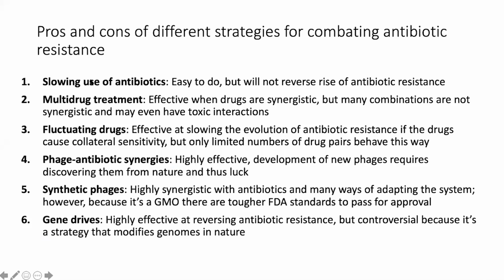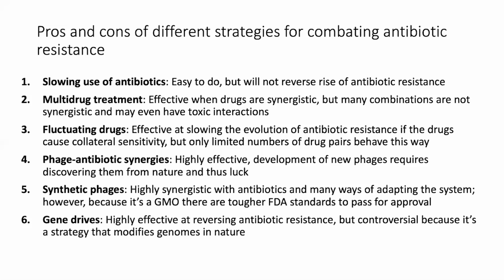So strategy number 1, we already went over: slowing the use of antibiotics, hoping that it will slow down the spread of antibiotic resistance genes. This strategy is very easy to do. We just have to be prudent with the use of our antibiotics. We have the technology for that. We just stop using them as much. But one of the problems is that it won't reverse the rise of antibiotic resistance. It'll just slow it down. So that's important. That's our front line. But we have to do other things as well to maintain the therapeutic properties of our antibiotics or develop new antibiotics.